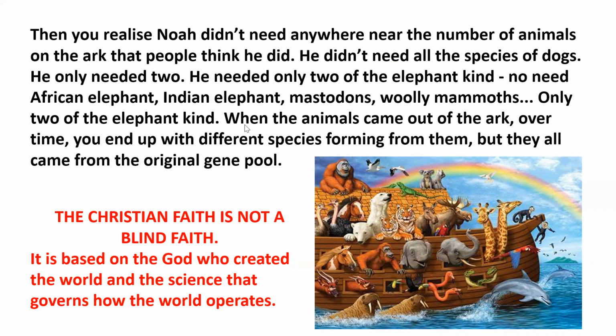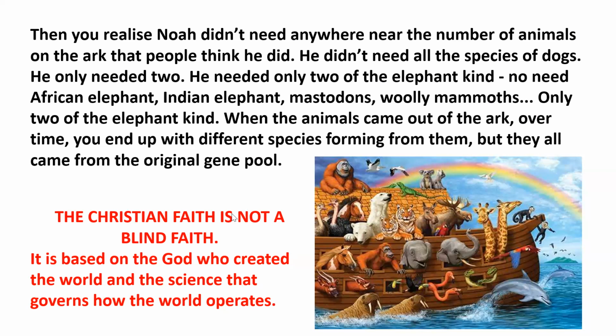And as they leave the ark and travel across the world to settle down, they will adapt and naturally select how they will become Indian elephant, African elephant, and so on. Okay, so that's where over time, when they leave the ark, you end up with different species forming from them, but they all, like I showed you just now with the dogs, came from the original gene pool. Okay, so there you go.